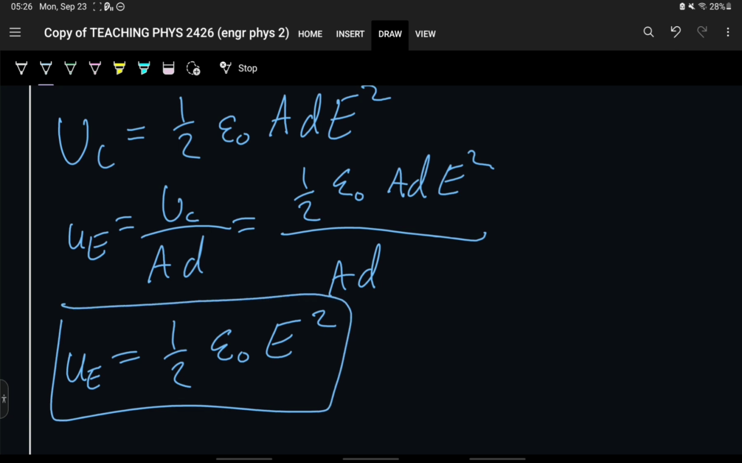So what this tells us is that the energy per unit volume in the electric field of a capacitor depends on the electric field strength E and the vacuum permittivity epsilon 0. The energy stored in the capacitor is distributed throughout the volume between the plates where the electric field exists. This energy is proportional to the square of the electric field strength.